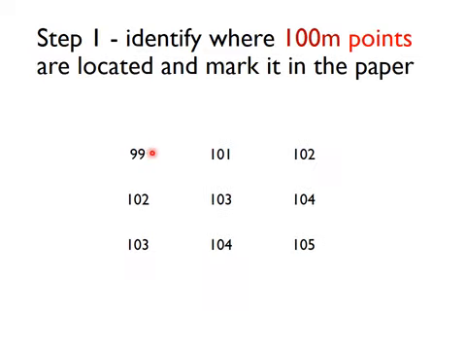The first step is to identify where the 100 meter points are located. So between 99 and 102 there will be 100, right? So somewhere here the 100 meter elevation will be located. Then between 99 and 101, again 100 is there. So again here also there will be a 100 meter point location. These two points are 100 meter points. This is the first step we have to do: identify where the 100 meter points are located.